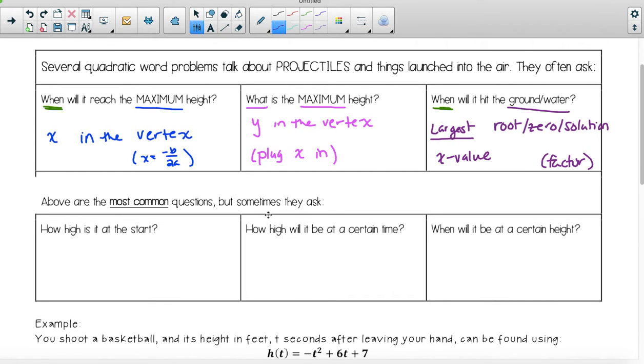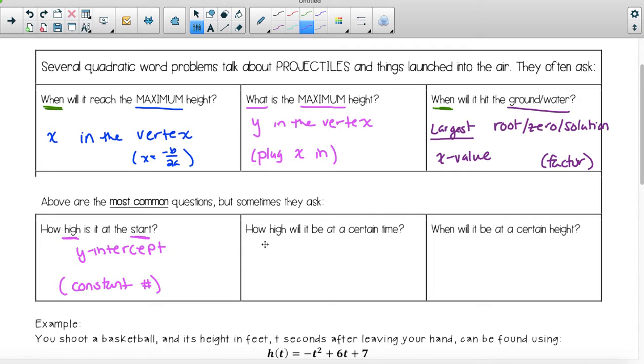So these are the most common questions, but sometimes they're going to ask little things different. The first question that might be a little different is how high is it at the start? The starting point is always the y-intercept. So that's what it's asking for. What is the y-intercept? Because it says start. The height is always going to be the y value. So it's the y value of your y-intercept, which is just the constant number in the problem, the one value that's not multiplied to a variable.